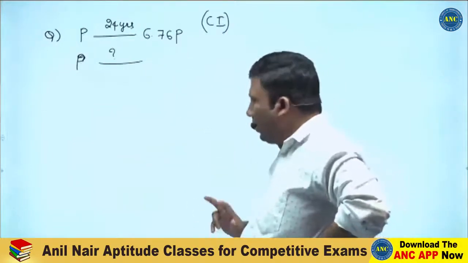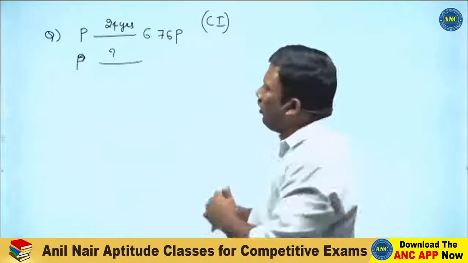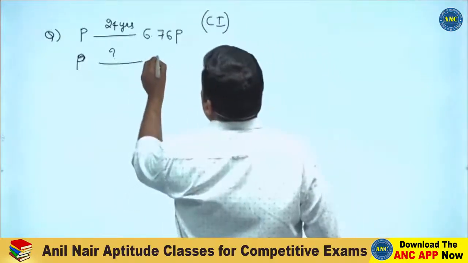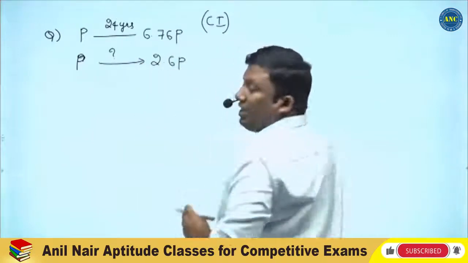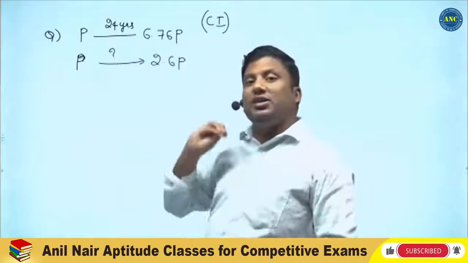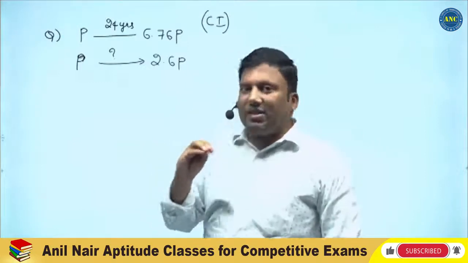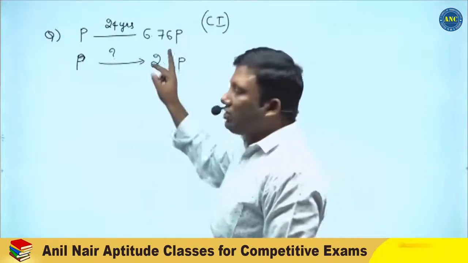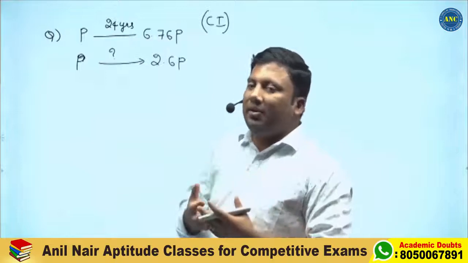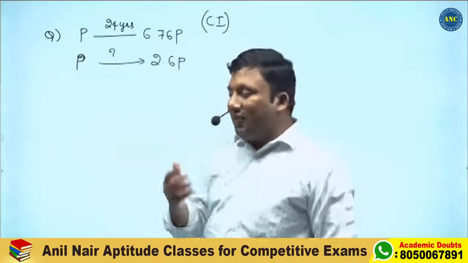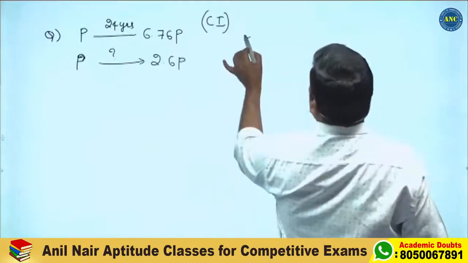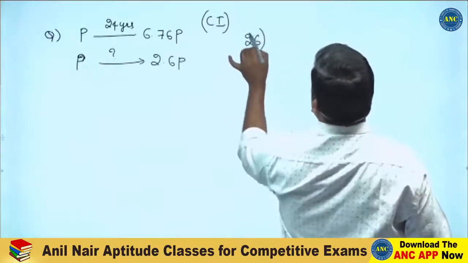2.6 times the principal. This model is a very, very good model, sir. How many times is it becoming? 6.76 times. Just to check whether it is a square or a cube: 625 is 25 square, and 26 square is 676.